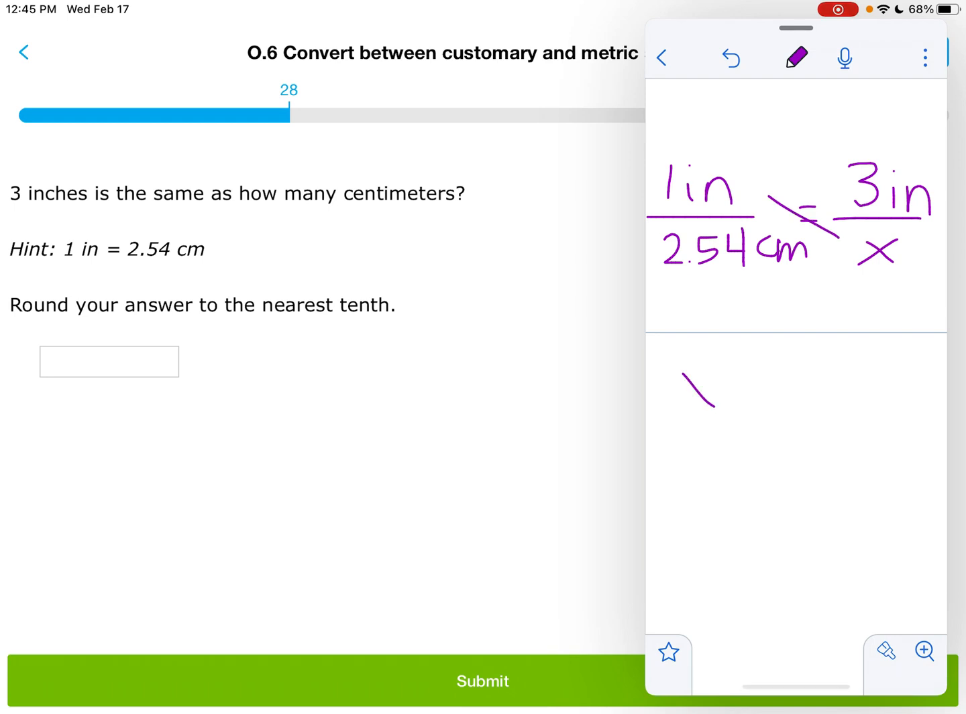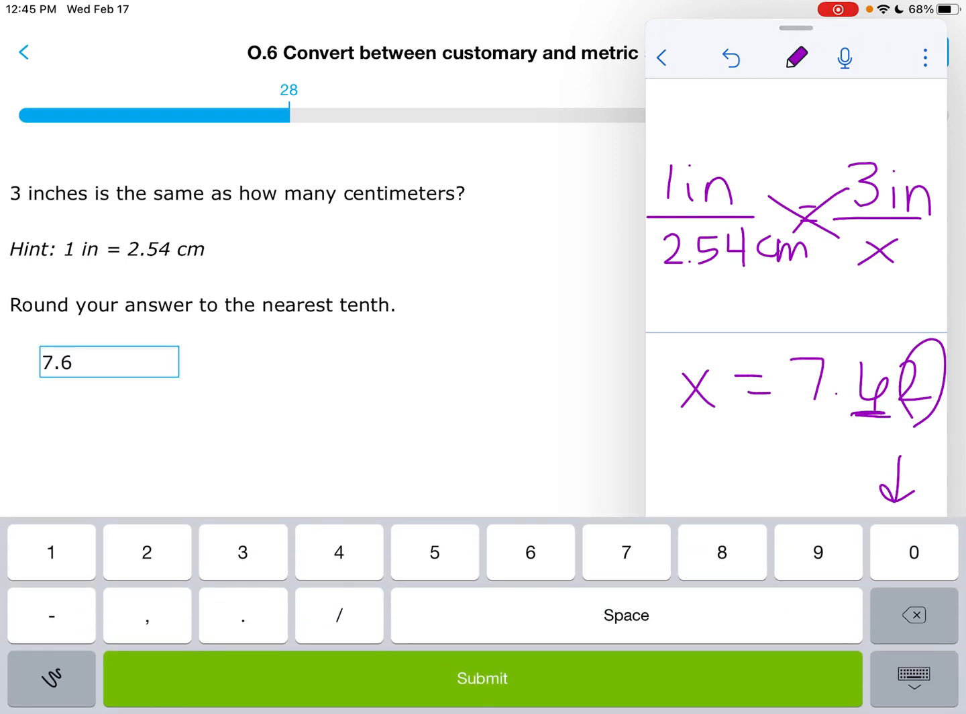So let's cross multiply. 1 times x is really just x. And then we take 3 times 2.54. And I'm typing this in on my calculator, and I get 7.62. But it wants it rounded to the nearest tenth, so we look at the 2. The 2 is 4 or less, so our 6 stays the same. So 7.6.